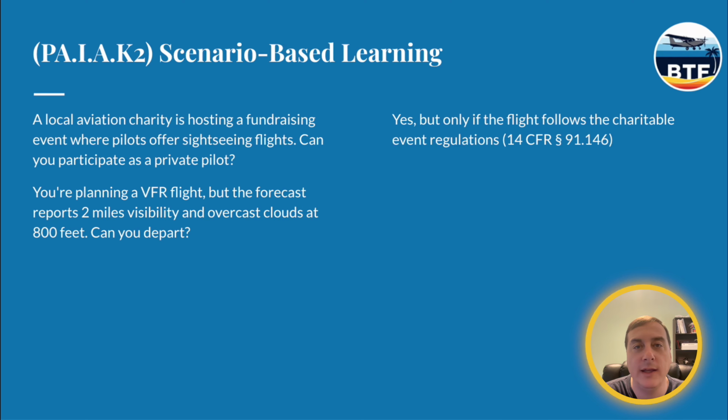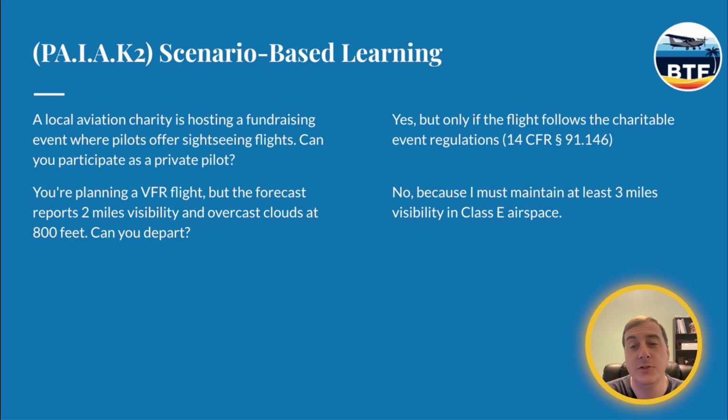Now you're planning a VFR flight, but the forecast reports 2 miles visibility and overcast clouds at 800 feet. Can you depart? No, because you must maintain at least 3 miles of visibility in Class Echo airspace.